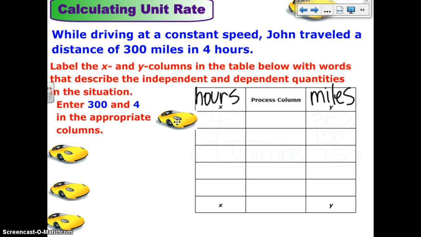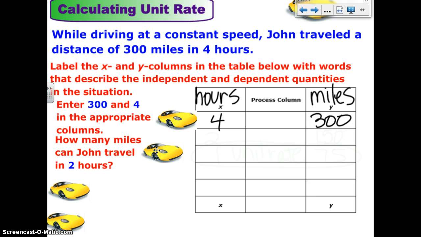Enter 300 and 4 in the appropriate columns. The 300 from the situation represents miles, so we're going to put 300 in the y column, and 4 represents hours, so we'll put it under the x column.